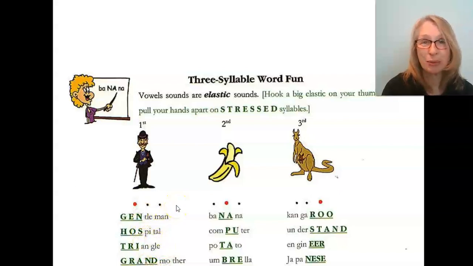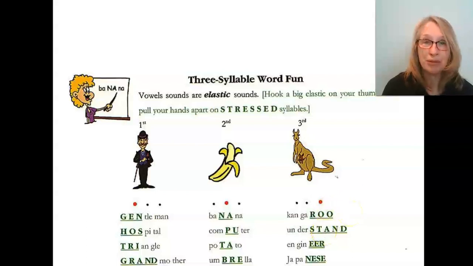So let's go through these again. Each one twice. Say it with me. Gentleman, gentleman. Hospital, hospital. Triangle, triangle. Grandmother, grandmother. Great. 3-syllable words where the stress is in the middle syllable. These are banana, banana. Computer, computer. Potato, potato. Umbrella, umbrella.